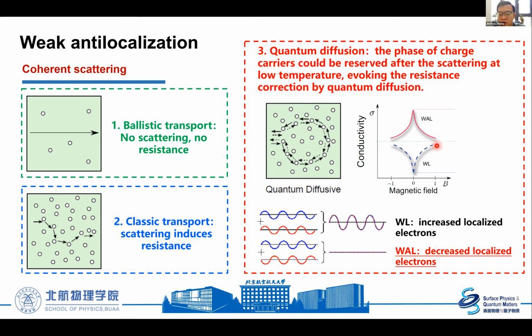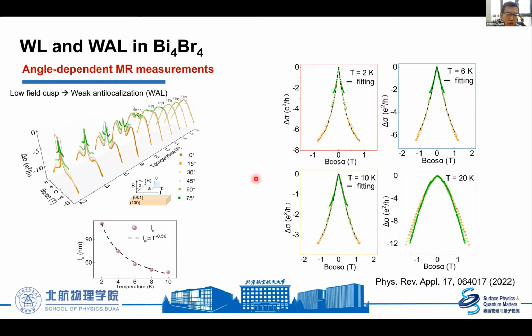Okay, for our three-dimensional Bismuth bromide case, it's a second-order topological insulator. We just use the angular-dependent magnetoresistance measurement to investigate the transport properties of this system. We see that there is a low-field cusp at different temperatures correlated to the weak anti-localization phenomenon. And in this case, we just rotated the magnetic field from the BC plane.